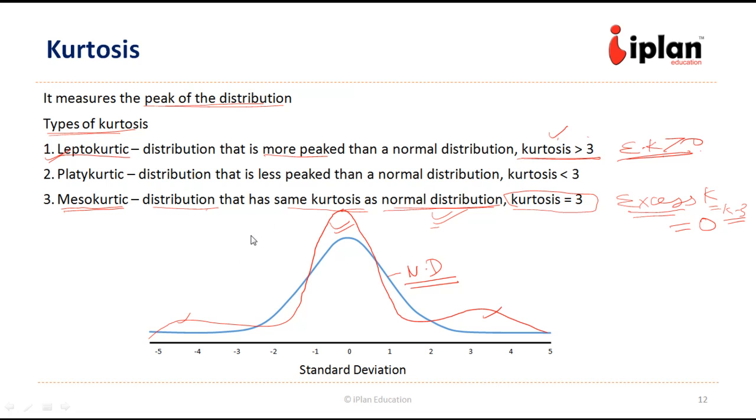The opposite case will be platykurtic. This is the distribution which is less peaked than the normal distribution. Kurtosis is less than 3. So this will have a flatter peak like this. So the more data is going to be here, the peak will be flatter. That is platykurtic kurtosis. Now let us look at the formulae.